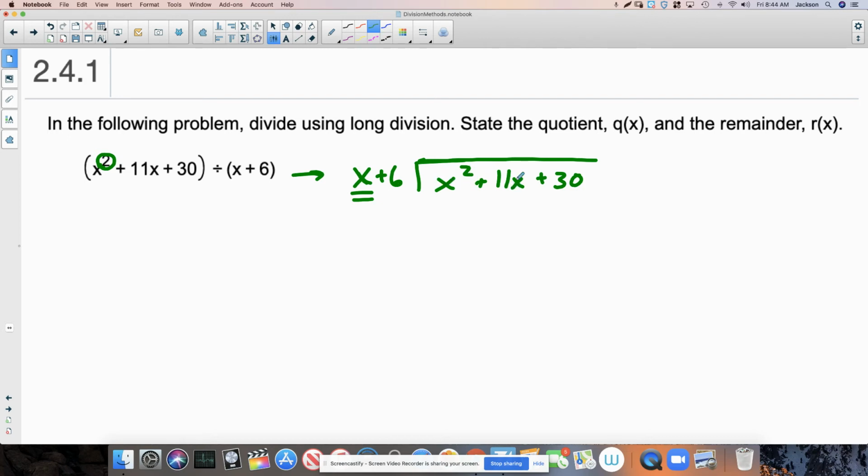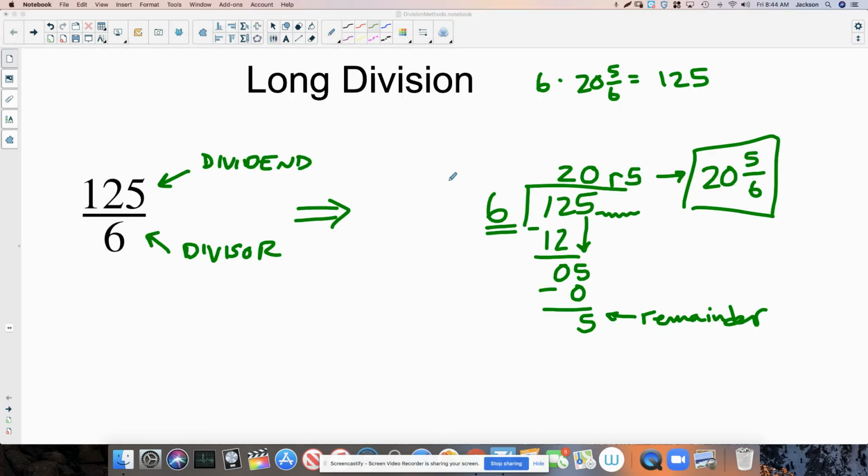And we write that x above this x term. Lining this up is crucially important, okay? So then after we put this, think back to what we did here. What did we do? We said, well, how many times does 6 go into 12? Or what do I multiply 6 by to get 12? And it was 2. Then what did we do? We took the 2 times the 6, and we wrote that number here.